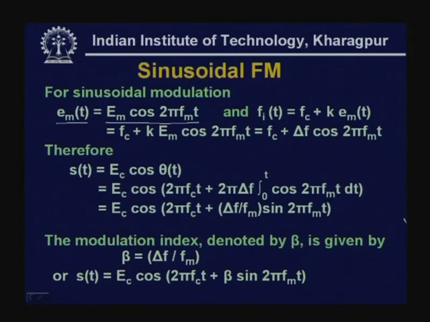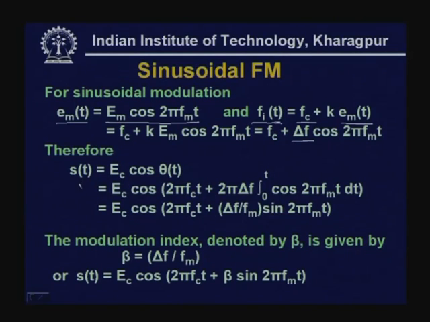And as I have mentioned, the instantaneous frequency f_i(t) is f_c plus k e_m(t). Substituting the value of e_m(t), we get f_c plus k E_m cos 2 pi f_m t, or I can express it in this form: f_c plus delta f cos 2 pi f_m t, and you can see delta f is the frequency deviation with respect to the carrier frequency.